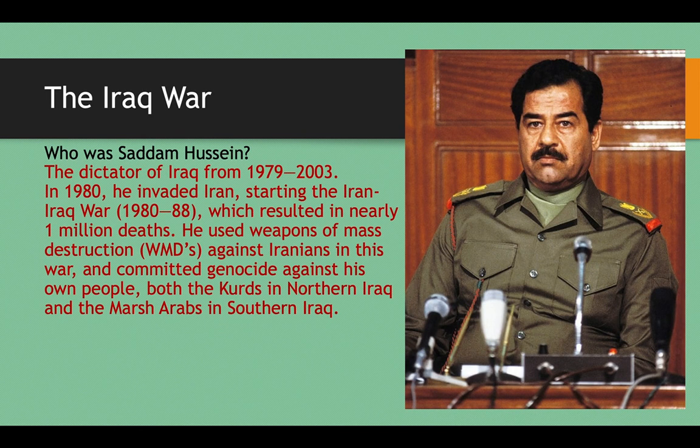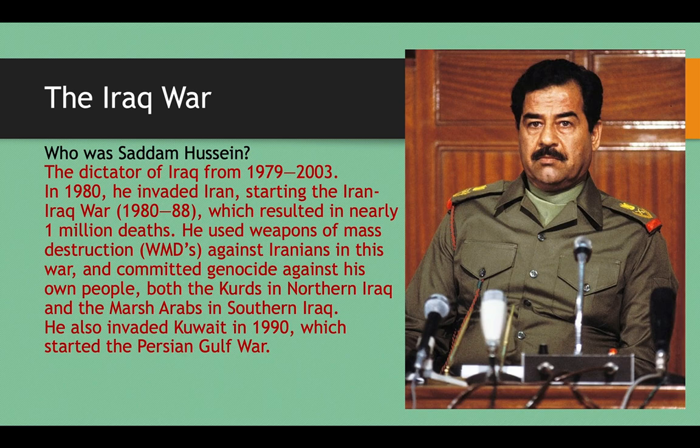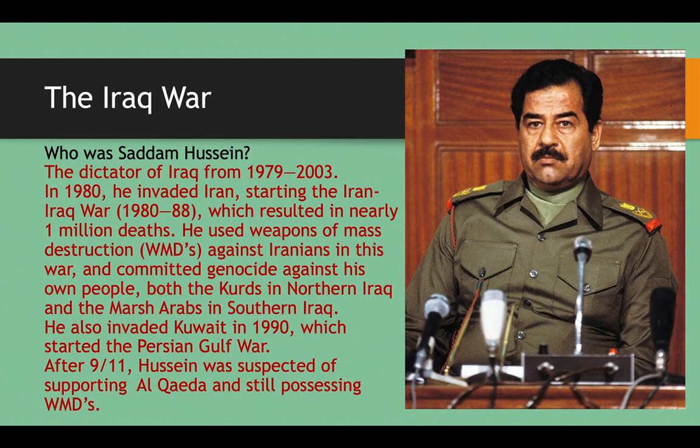Now, a few of his atrocities are included in this slide, but this is not an exhaustive list. For example, in 1980, he invaded Iran, starting the Iran-Iraq War, which lasted for 8 years and resulted in nearly 1 million deaths. He also used weapons of mass destruction, or WMDs, against Iranians in this war. He then committed genocide against his own people, both the Kurds in northern Iraq and the Marsh Arabs in southern Iraq. He then invaded Kuwait in 1990, which started the Persian Gulf War, which we talked about before.